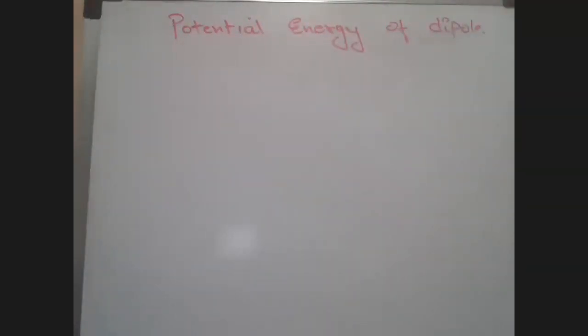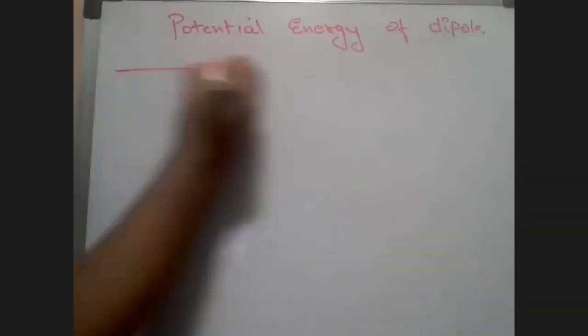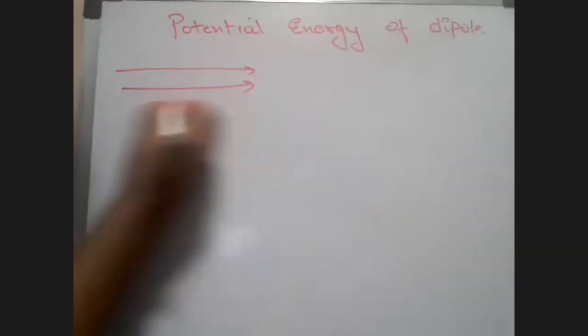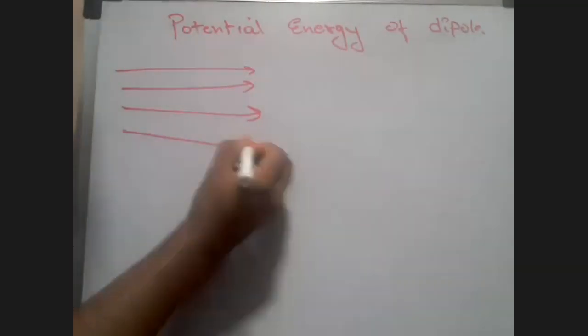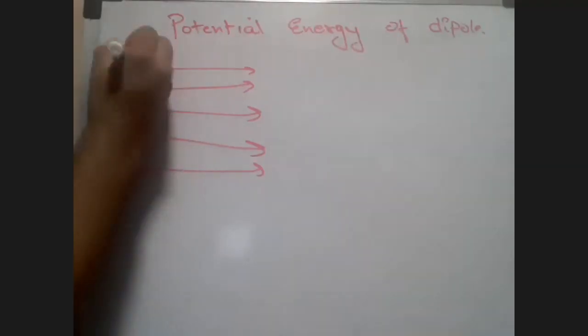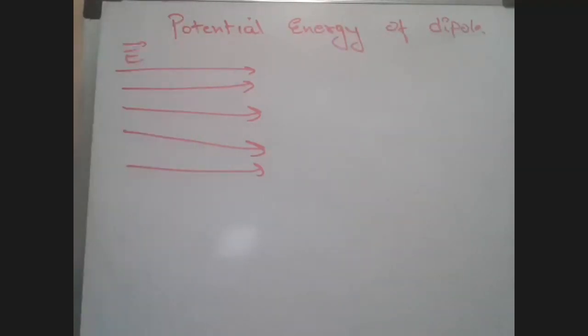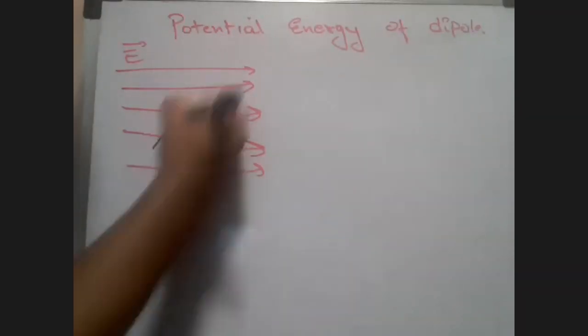Okay. So before we understand what the potential energy of a dipole is, let's do one thing. Let's take a dipole and put it in an electric field. So there is a uniform electric field like this, and let's say that electric field is E. I put a dipole right here in the middle of it, like this.